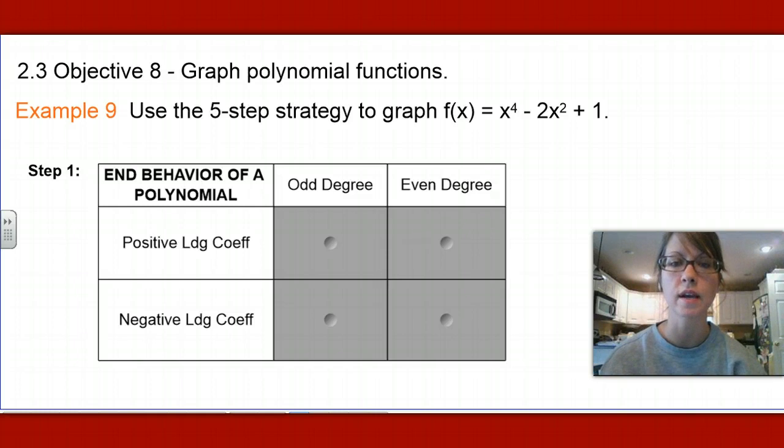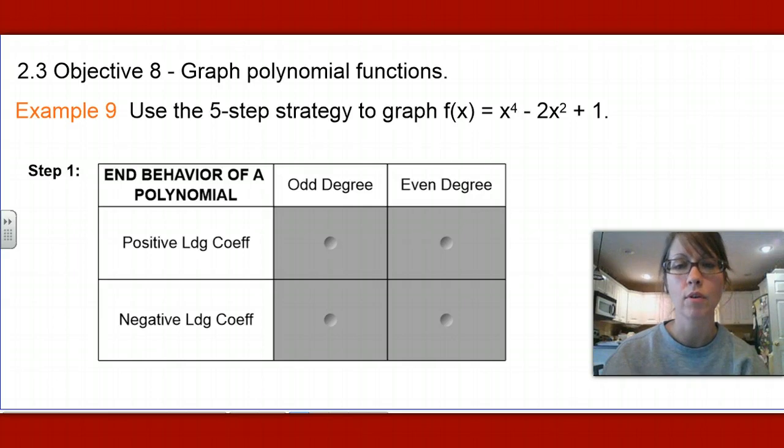This is example 9. To graph f of x equals x to the 4th minus 2x squared plus 1. Okay, this is a polynomial function. And when you look at that, I want you to be able to look at a function when you go to take the quiz, when you have been working on your practice problems, and you need to be able to look at that and have some sort of idea in your mind what the end behavior of this polynomial should look like.